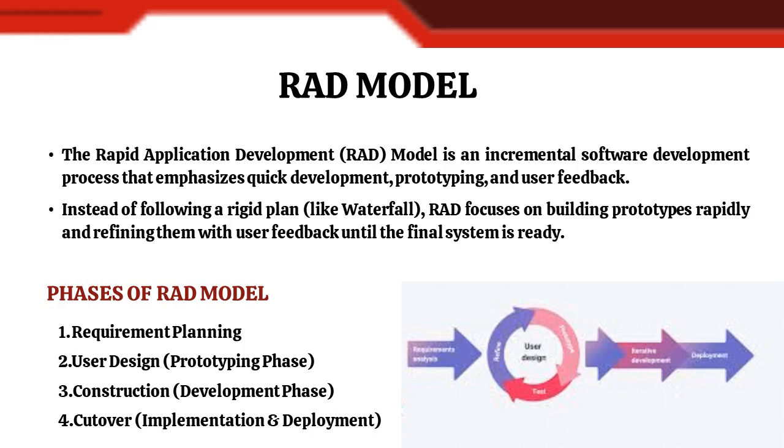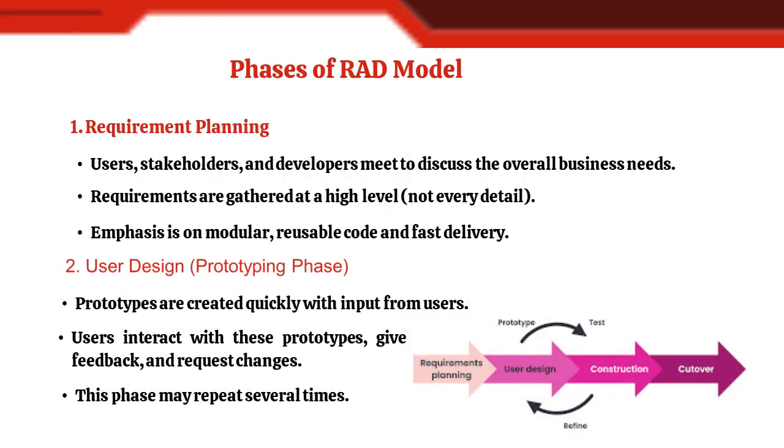Phases of RAD model: requirement planning, user design, construction, cutover. In the requirement planning phase, users, stakeholders and developers meet to discuss overall business needs. Unlike traditional models, requirements are gathered only at a high level. The focus is on modular, reusable code and ensuring fast delivery.